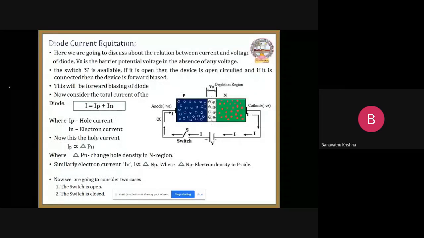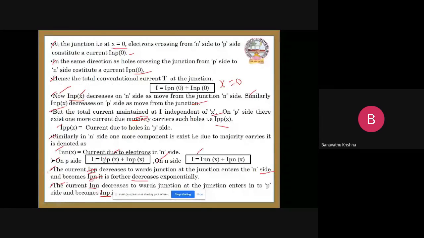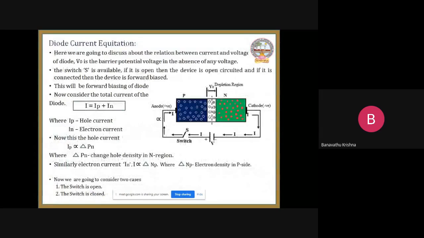Okay, next. That is the overview of the current components of the PN junction diode. Now let us go for the diode current equation. So this is the diode. Here I am going to discuss the diode current equation.